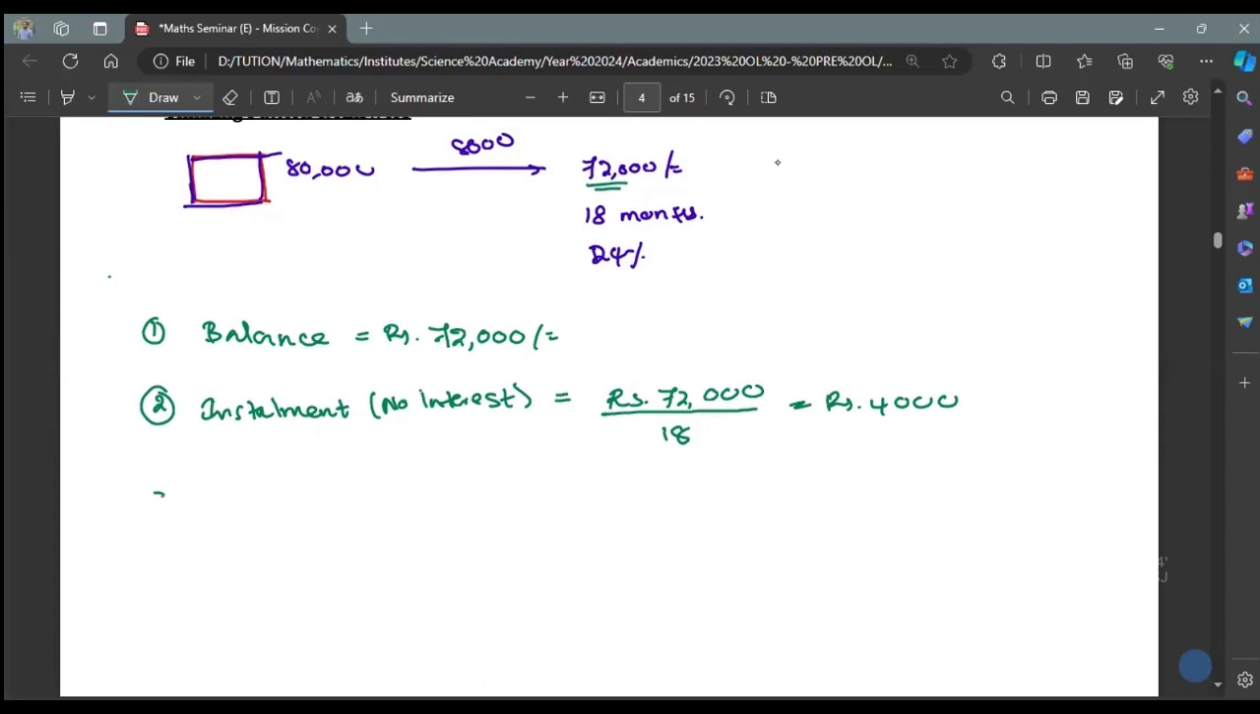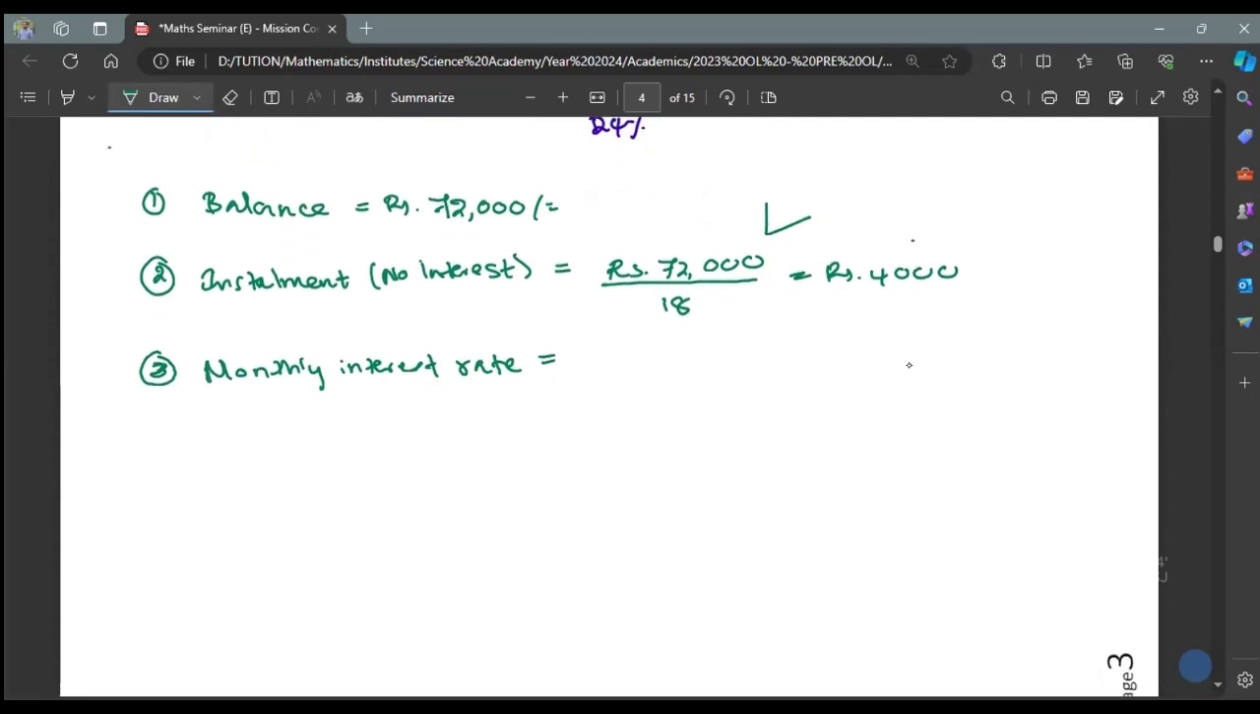Now the third step, listen very carefully. Third step is to calculate the monthly interest rate. Some people do the third step and fourth step together, but I will do the third step separately and fourth step separately. Okay. Monthly interest rate. We know annual interest rate is 24%. Annual means for 12 months. For 12 months, if it is 24%, for 1 month, how it should be?